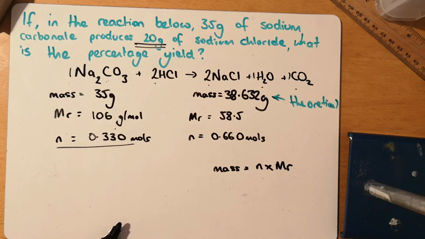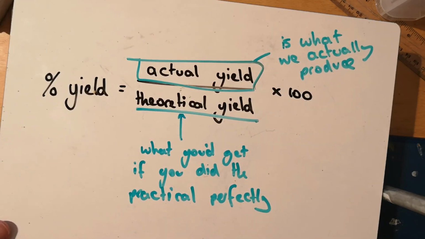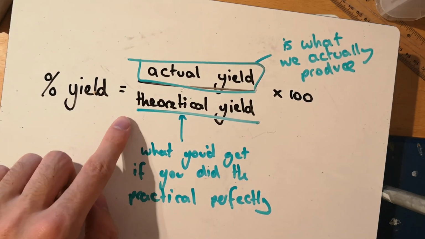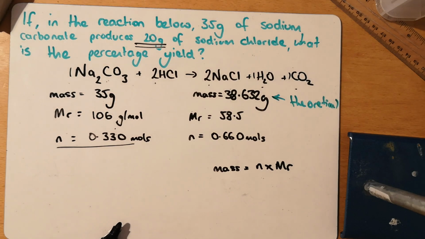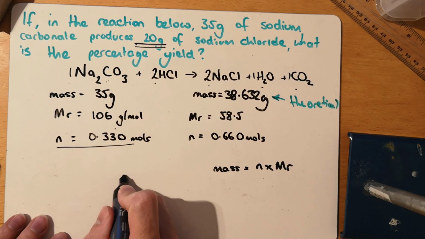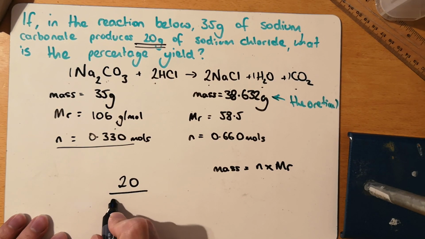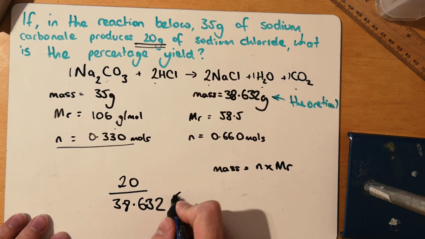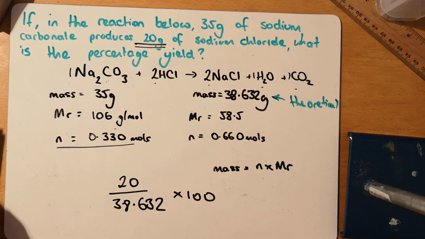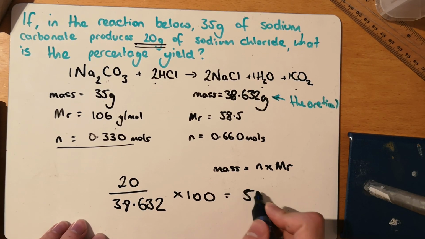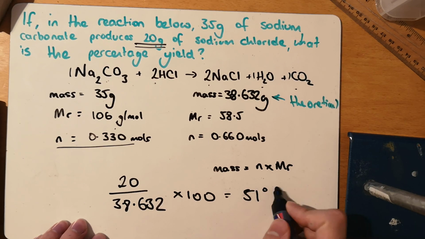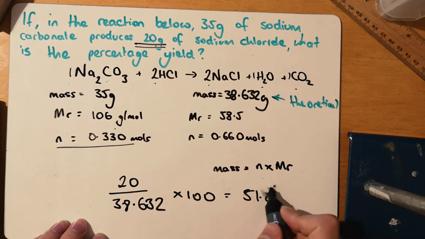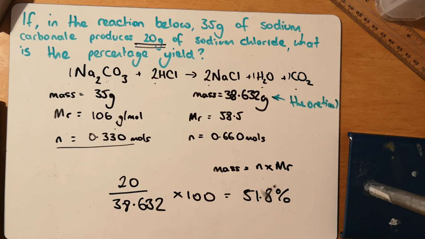So if we go back to our original equation, to work out the percentage yield, we do actual yield divided by theoretical times 100. So our actual was 20. I'm going to divide that by 38.632 and then times 100, which will give us about 51%, 51.8%. So actual divided by theoretical times 100. Let's try another one of those.